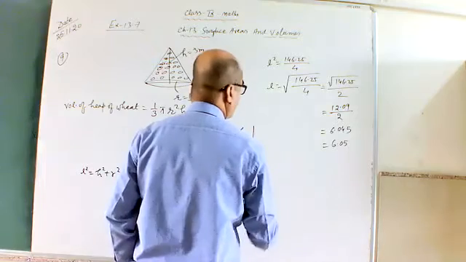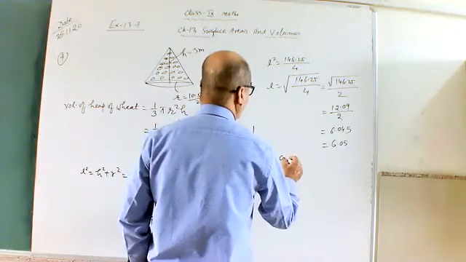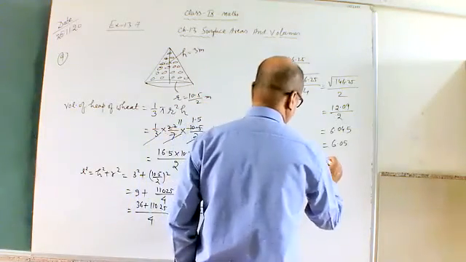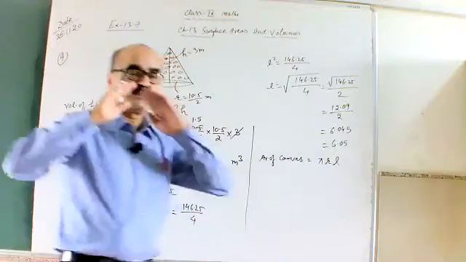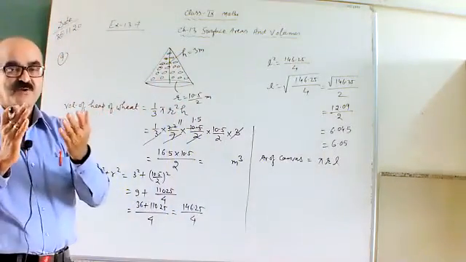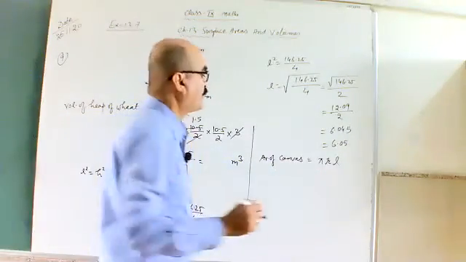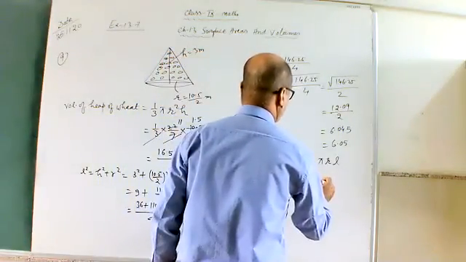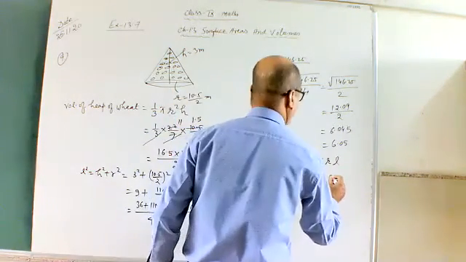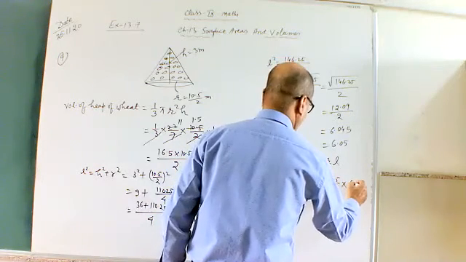So then you have to find the area of canvas. Area of canvas will be equal to pi RL. Right? When you need a canvas to cover this cone to protect from rain, you need to find the curved surface area of the cone. So pi is 22 by 7 and R is how much? R is 10.5 by 2, and L is 6.05.